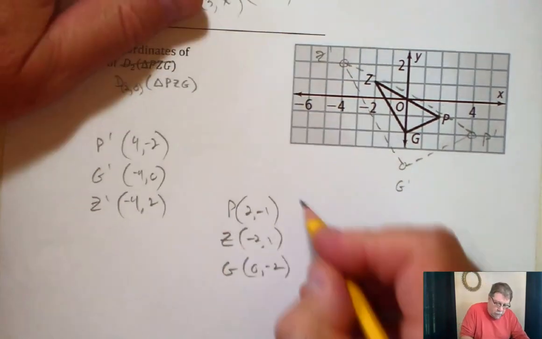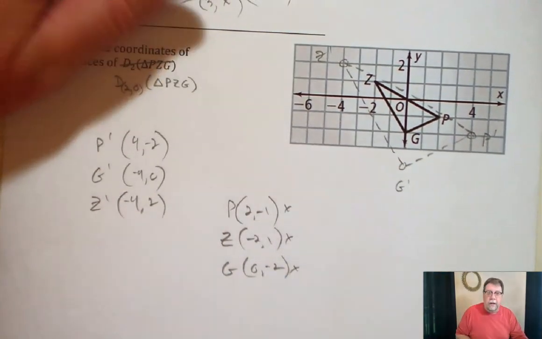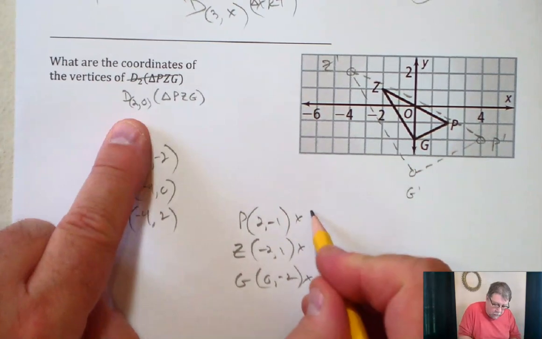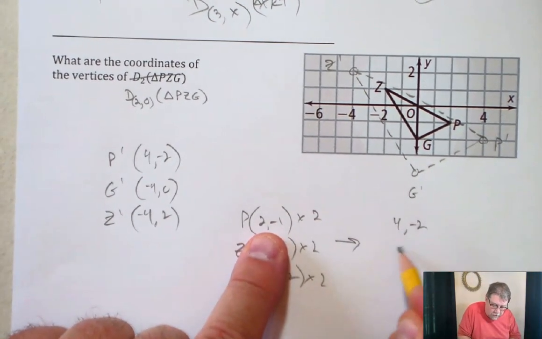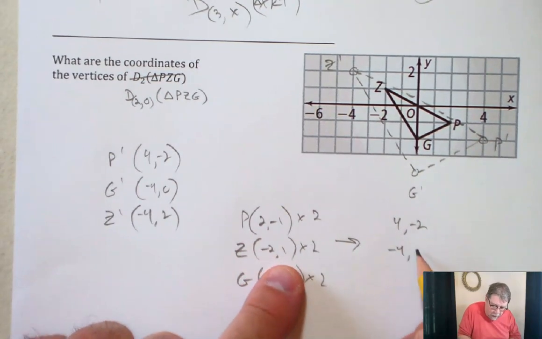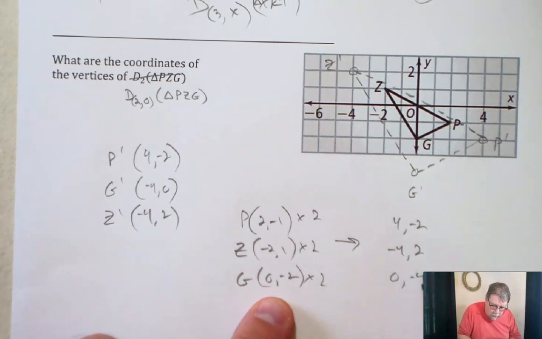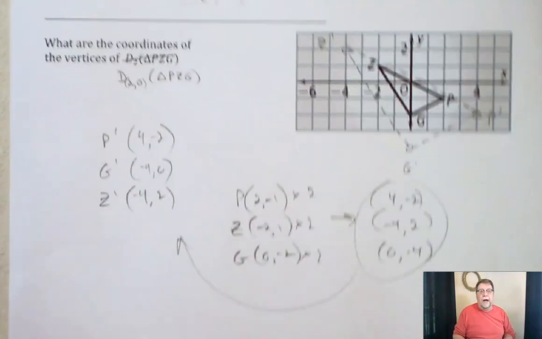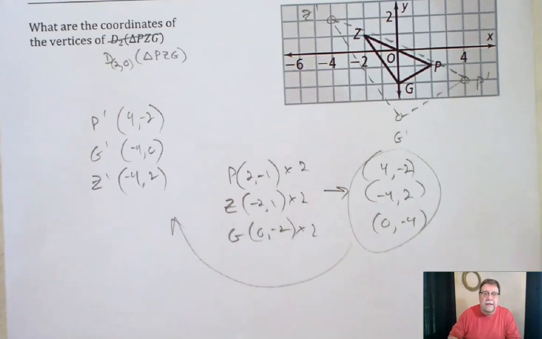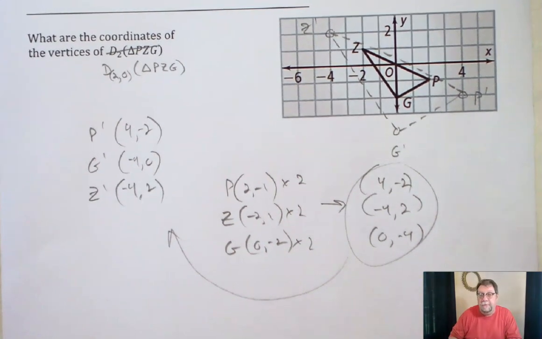And all we had to do was multiply each coordinate by whatever the scale was. And that would have been a 2. And that would have given us 4, negative 2, negative 4, positive 2, and 0, negative 4, which would have been the same points we would have gotten over here. So that's another way to do it in terms of just finding out what the actual ordered pairs are.